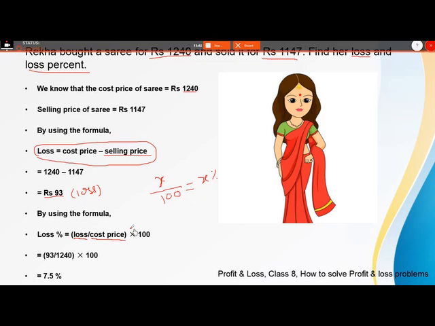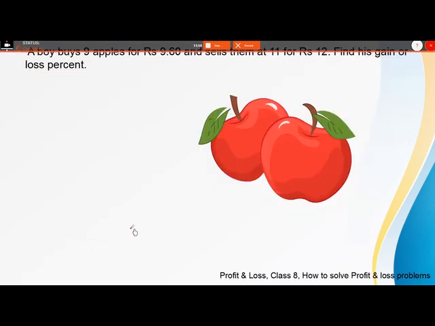If you know those four formulas, you can do anything in profit and loss. That is the main key. Let's move on to the next question.